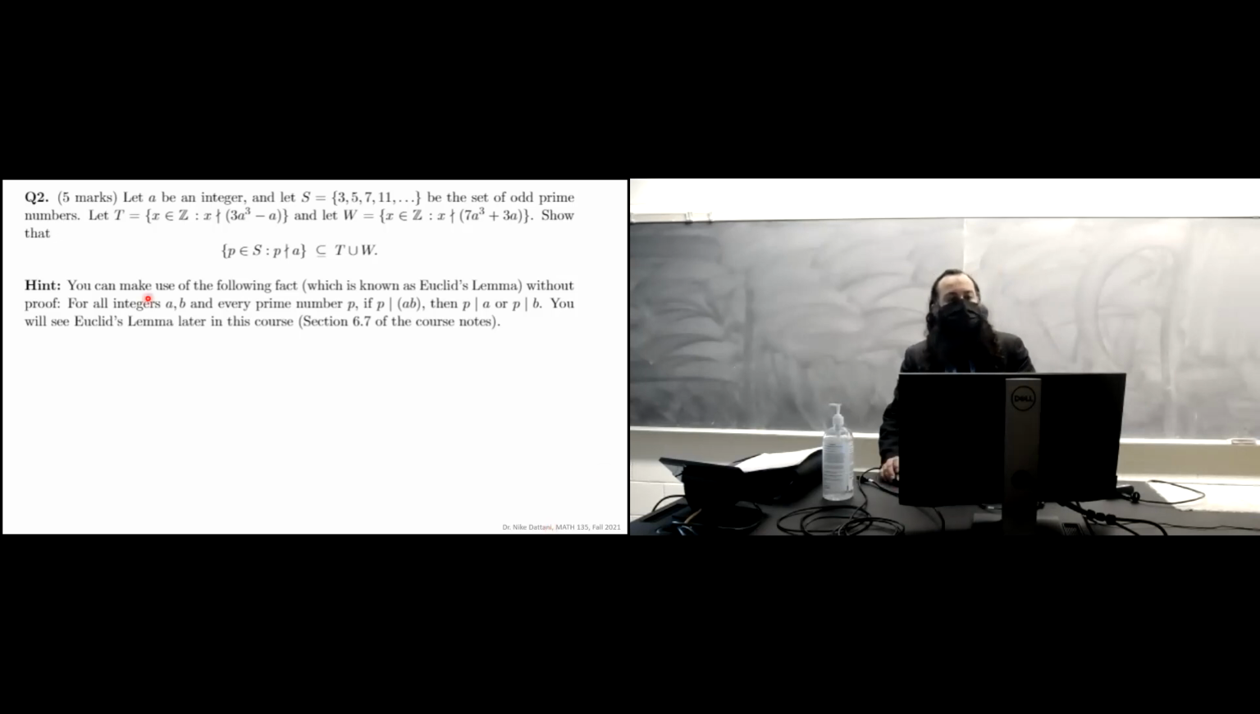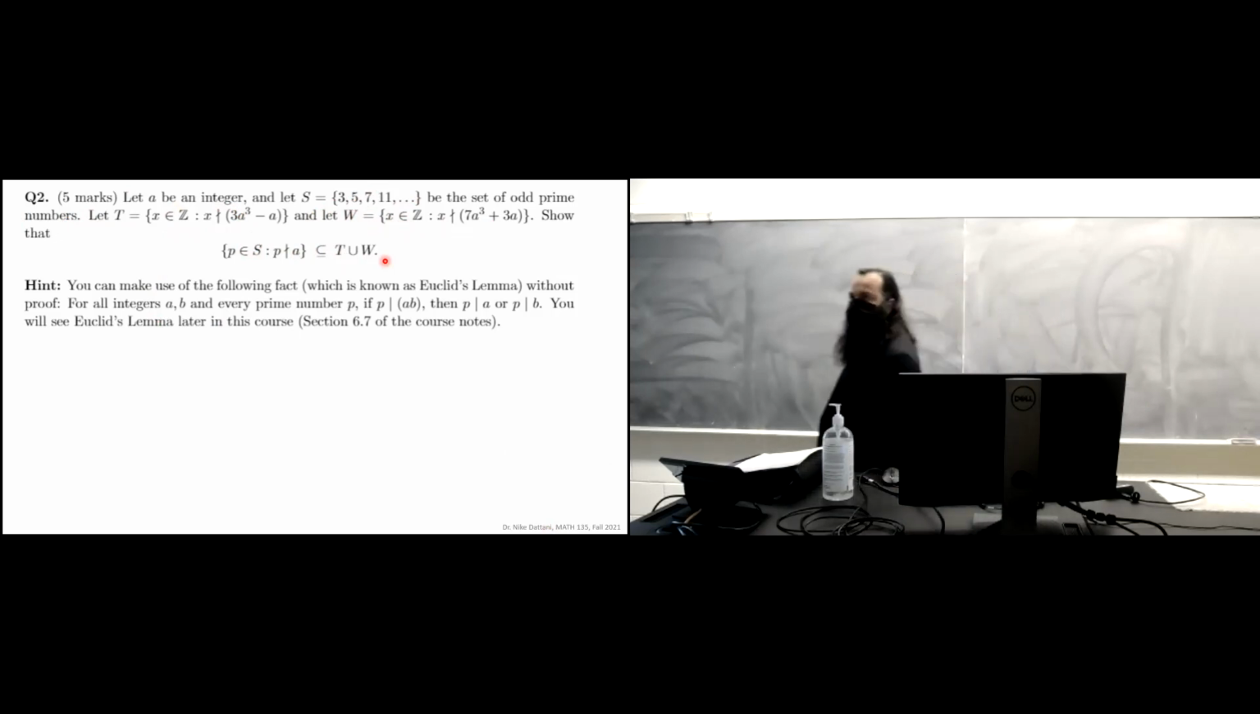Okay. So let A be an integer and let S be an odd prime. Let T be the set of integers such that X does not divide 3a cubed minus A. Let W be the set of integers such that X does not divide 7a cubed plus 3a. Show that P, being an odd integer that doesn't divide A, is a subset of T union W. Quite a lot of words there, right? What are we going to do? If a question like this comes up on the midterm, what are you going to do?